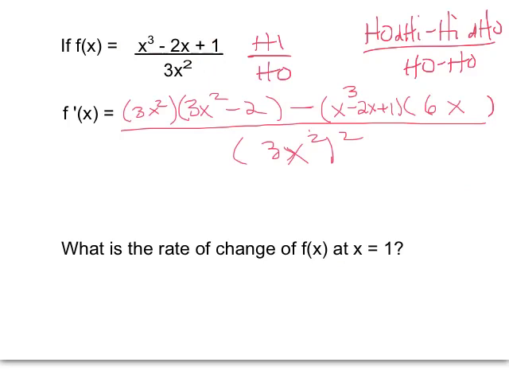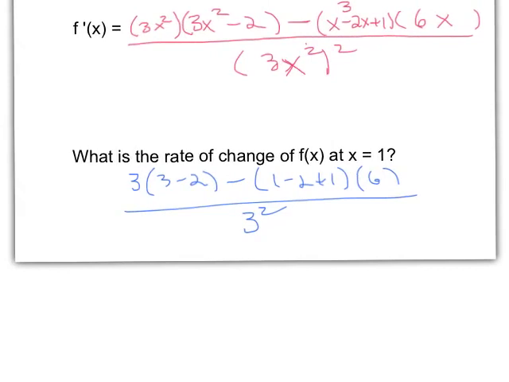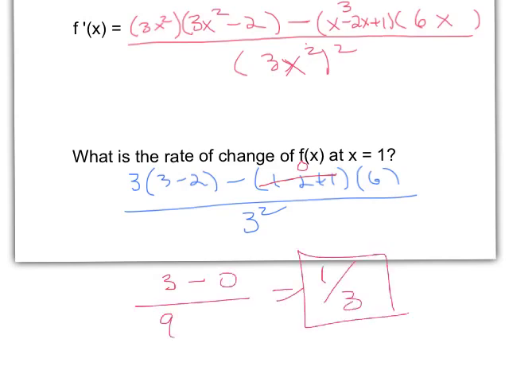So the answer would be 3 times 3 minus 2 minus 1 minus 2 plus 1 times 6, all over 3 squared. I'm kind of running out of room here, so I guess I can move this up like that. This is going to be 3 minus, all of those cancel. 1 plus 1 is 2, minus 2 is 0. 0 times 6 is 0. So all over 9. So 1/3. That's the rate of change, up 1 over 3. That's the slope of the tangent line at x equals 1 on that crazy rational function.